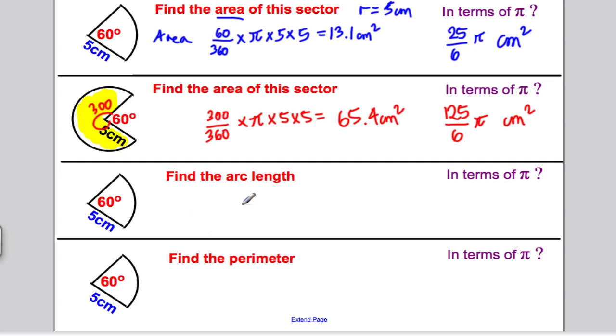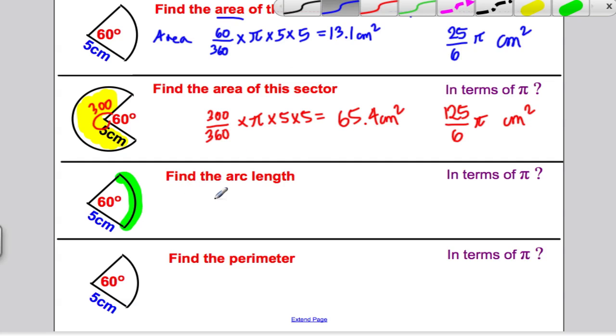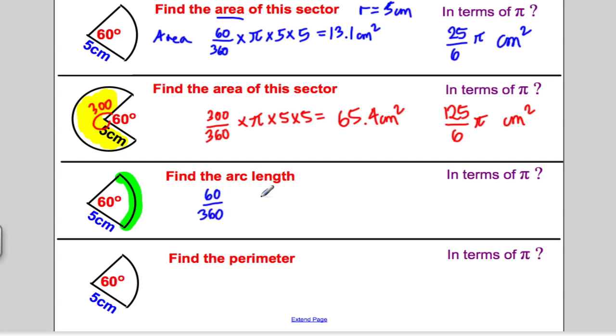Okay, now it says find the arc length here. Well, they're just interested in the curved bit in that section. How much of the circle do we have? Well, we have 60 out of 360 times pi times 5 times 5. Slight mistake here, sorry. 60 out of 360 times 2 times pi times r, which is 5. If you go ahead and work that out, you would get yourself 5.2 centimeters. Or leaving it in terms of pi, you would get 5/3 pi centimeters.